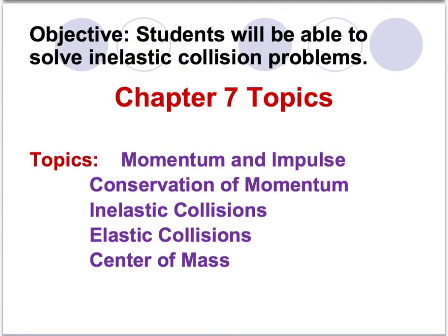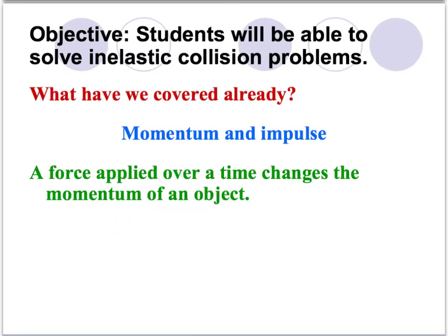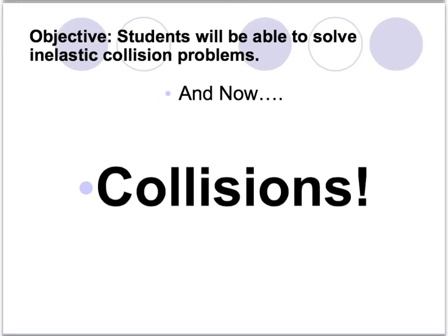So here are the topics that we're going to look at in Chapter 7. Impulse and momentum, conservation of momentum, and then two types of collisions, and center of mass. So we've already looked at impulse and momentum and learned that a force applied over time changes the momentum of an object. But now what we're going to look at is when two different objects collide.